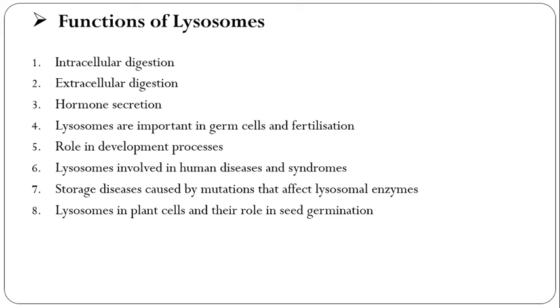The next one is the role in developmental processes. Many developmental processes involve the shedding or remodeling of tissues, which requires the removal of whole cells and extracellular materials. For example, the degradation of the tadpole tail is produced by the action of cathepsin, a proteolytic enzyme contained in lysosomes. What is a tadpole? The frog larva is a tadpole.